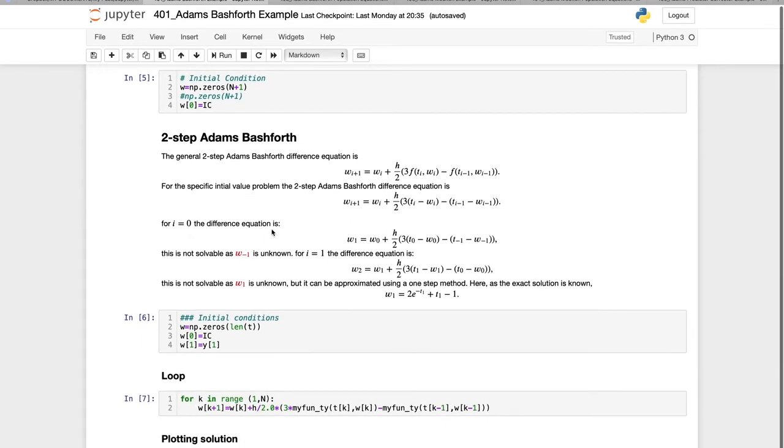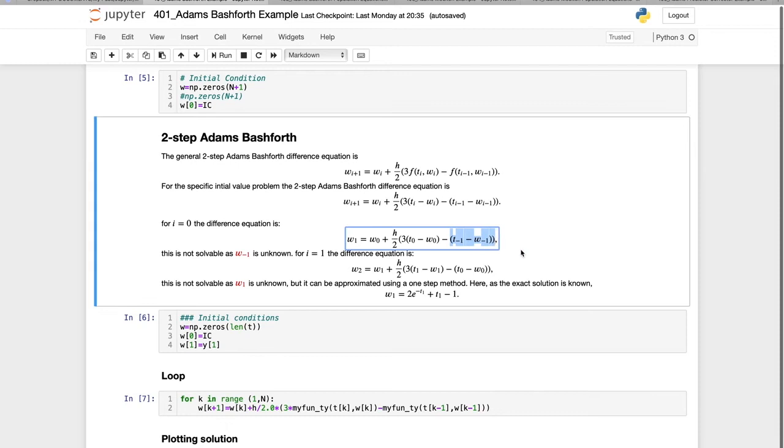Now, let i equal 0, which is what we'd always do in a one-step method. Then w1 = w0 + h/2 times (3 (t0 - w0) - (t(-1) - w(-1))), and this is the problem part. We don't know w(-1). We don't know t(-1), but w(-1) is more of a concern.